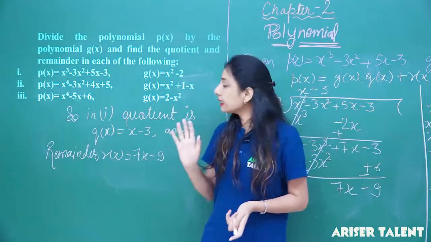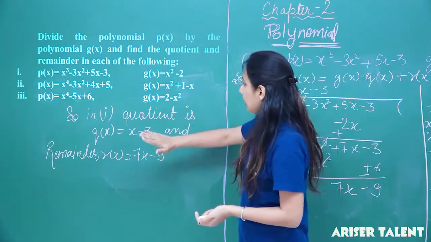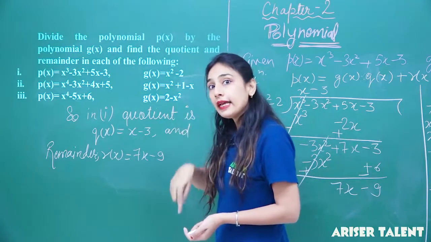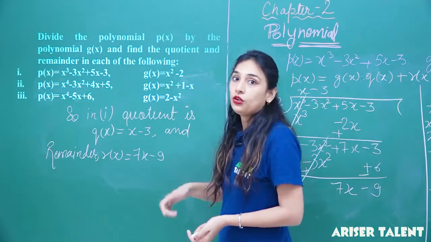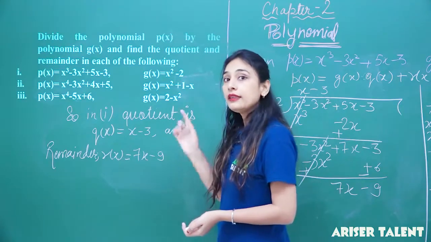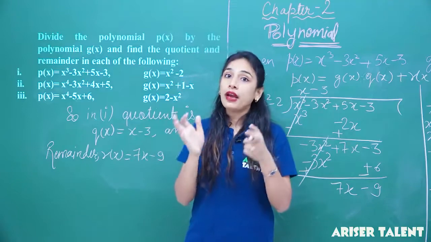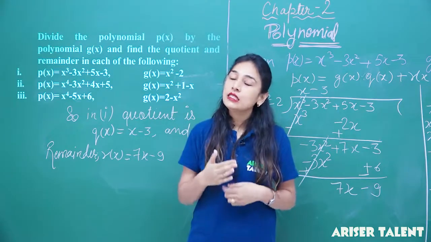Now, you can multiply this quotient by your divisor and then add your Rx, your remainder, and you will see that what you will be finding? You will be finding your dividend.